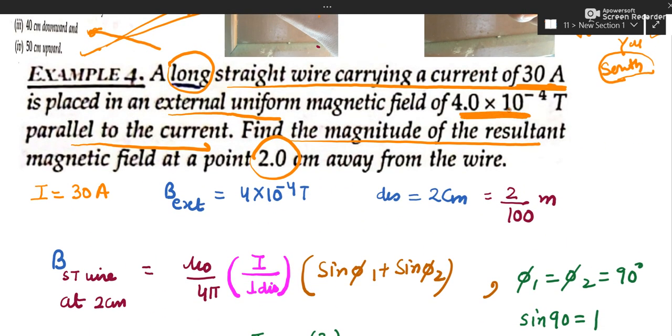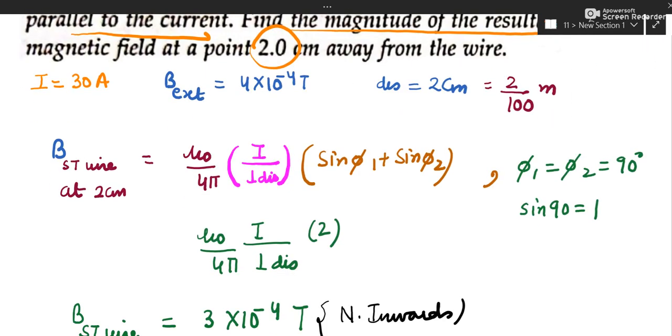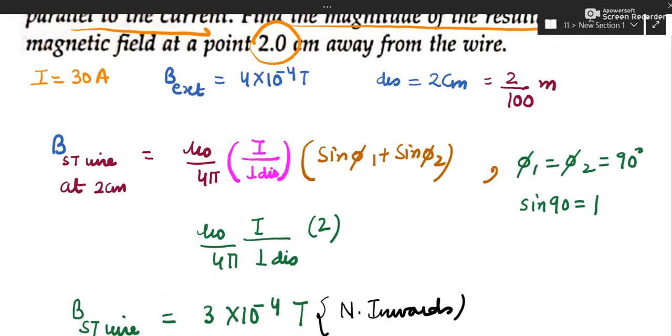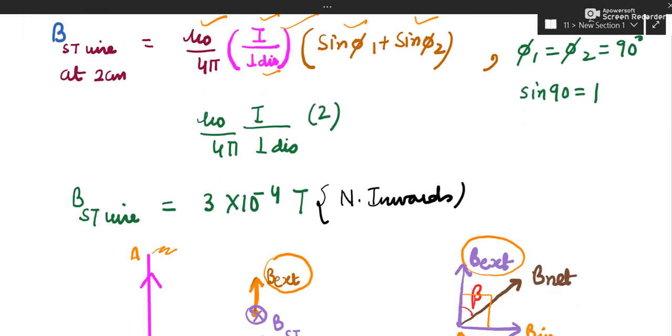So, you can substitute. Our only job is to find out the magnetic field due to this wire at a distance of 2 centimeters. So, as you can see, mu naught by 4 pi, I by perpendicular distance 2 centimeter, you can convert into meters. Sin 90 plus sin 90, current is given, substitute, find out the value. You can see I have found and I have written the direction. Whenever you are finding the magnitude of magnetic field, you will have to find out direction as well.